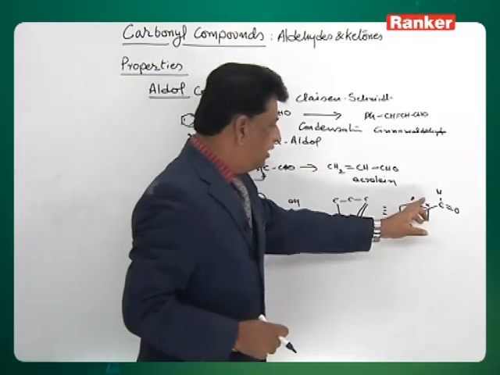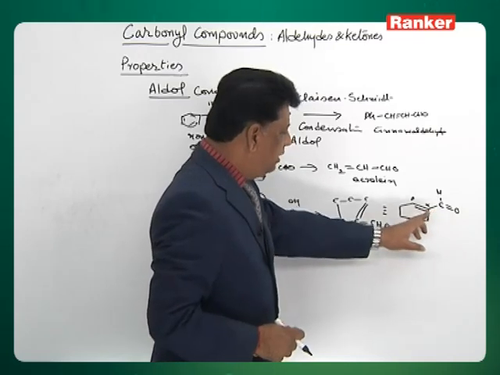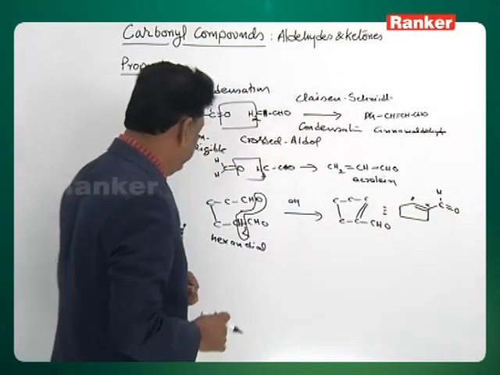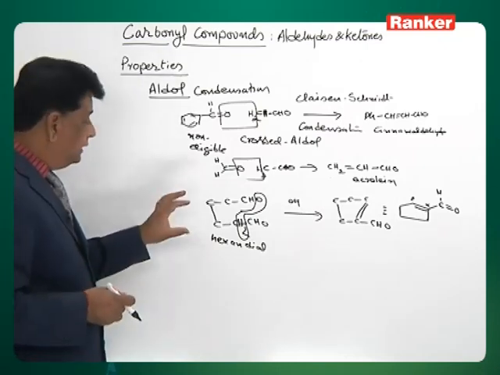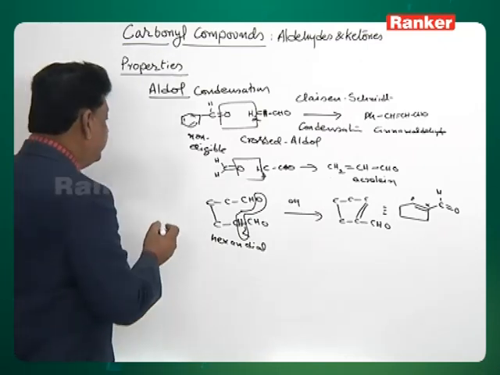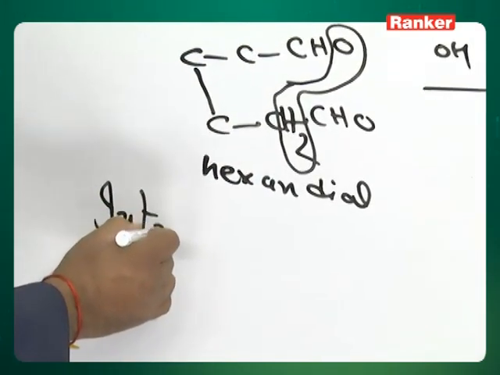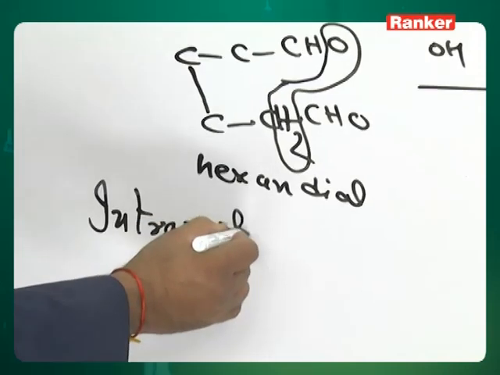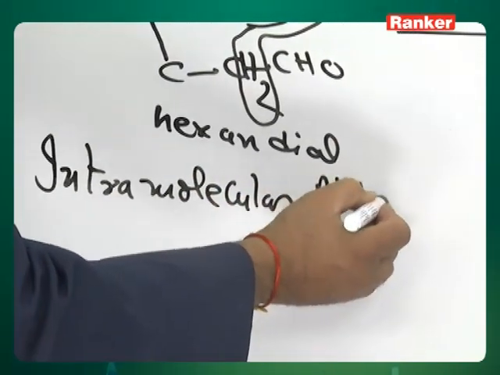So, one carbonyl compound O is condensed with the 2 alpha hydrogens of this compound, eliminating water, and this is the product. The reactions of aldol condensation involving this type you may claim are also intramolecular within the compound, isn't it? So, you can call it an intramolecular aldol condensation.